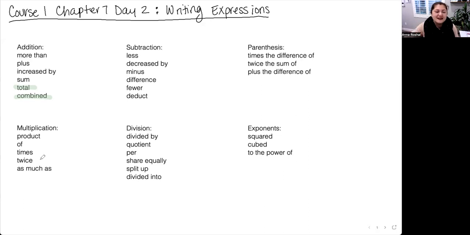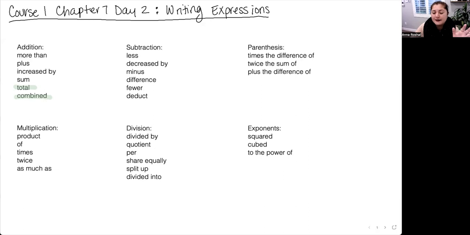But then I did see "more than" in subtraction, and that doesn't quite feel like "more than" is correct. Although now that I'm talking about this, I actually do think that "more than," something more than something else, like 8 more than 3, is still addition. Anyway, there are other words that you can use, but just know that this is not an all-encompassing list. So when are these things important and how do we use them?